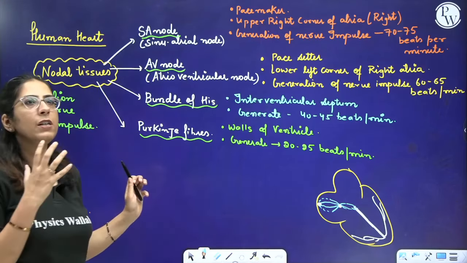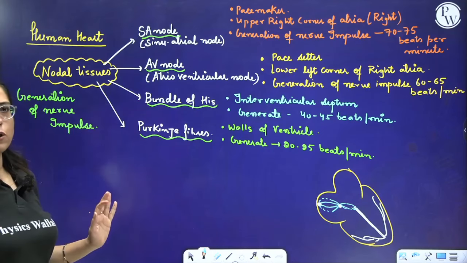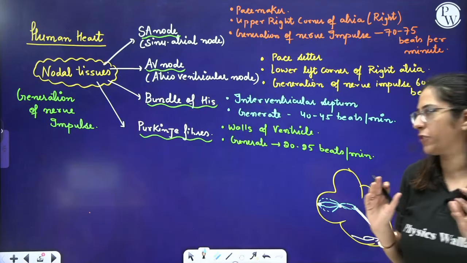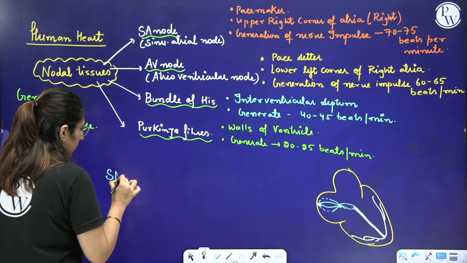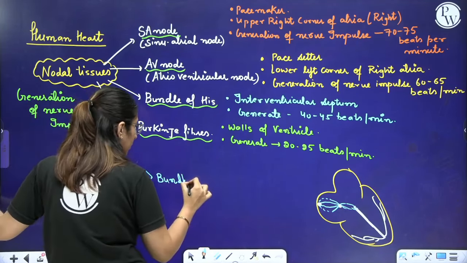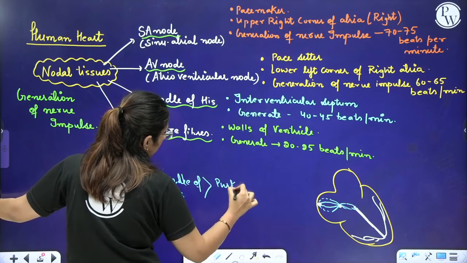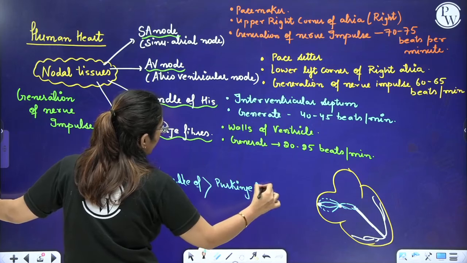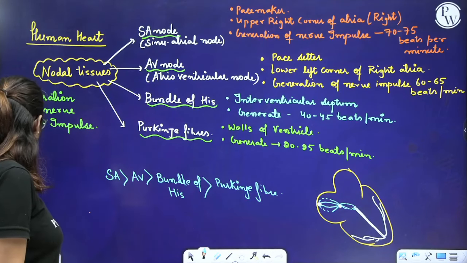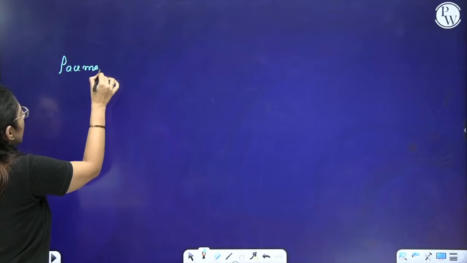So that is because of some nodal tissues which are present in the human heart. Four types of nodal tissues I have talked about, and I also hope the position is clear. So if someone asks you who generates the maximum potential, you should know it is the SA node, then the AV node, then the bundle of His or bundle of Purkinje, then we are having the Purkinje fiber. Purkinje fibers are responsible for the conduction of nerve impulse. Now one more thing you have to remember, when we talk about the pacemaker, that is the SA node.